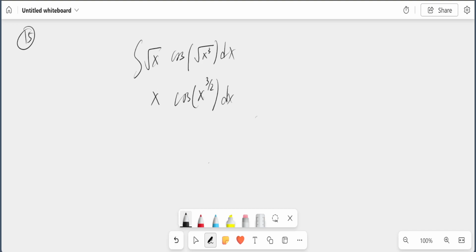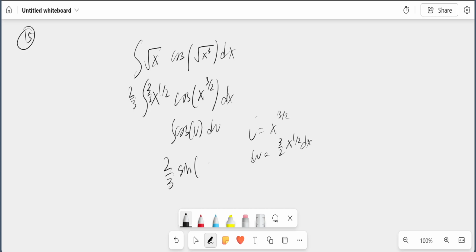Let me turn that into x to the 1/2, right? So it's cosine u du. U is equal to x to the 3/2. Du is equal to 3/2 x to the 1/2 dx, and we just need a 3/2 here and a 2/3 here. So then it becomes 2/3 sine x to the 3/2 plus C. That should be the answer.